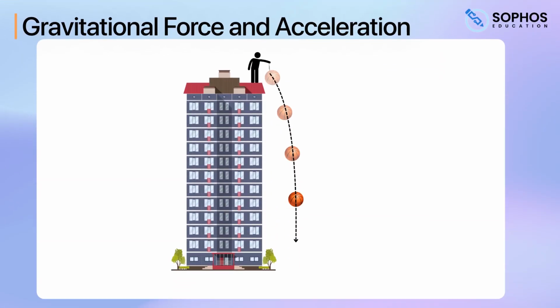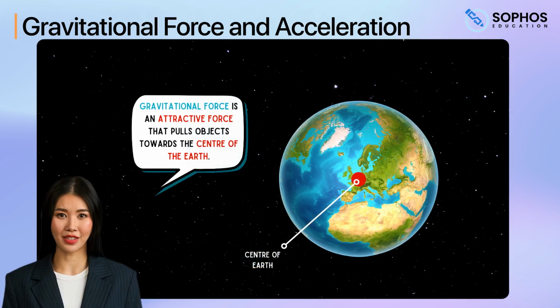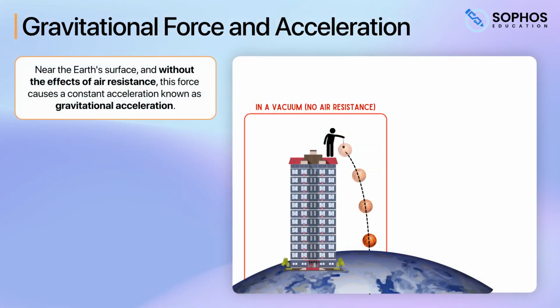When an object is dropped from a height, it begins to fall due to the gravitational force acting upon it. Gravitational force is an attractive force that pulls objects towards the center of the Earth. Near the Earth's surface, and without the effects of air resistance, this force causes a constant acceleration known as gravitational acceleration, which is approximately 9.8 meters per second squared. This means that for each second an object is falling, its speed increases by about 9.8 meters per second.